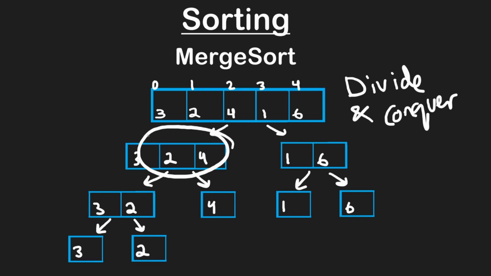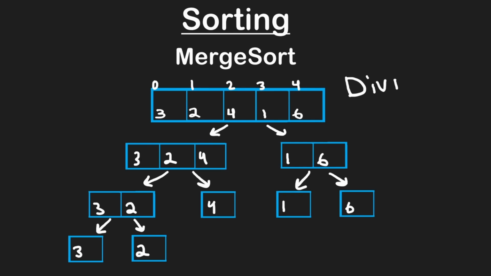But I haven't talked about how we're even going to solve these subproblems and what we're going to do once we have that done. Well, let's start on the left side. We're going to first take this array, get the left half of it. We're going to take that and get the left half of that. And then we're going to take this and then split it into two individual elements, 3 and 2.